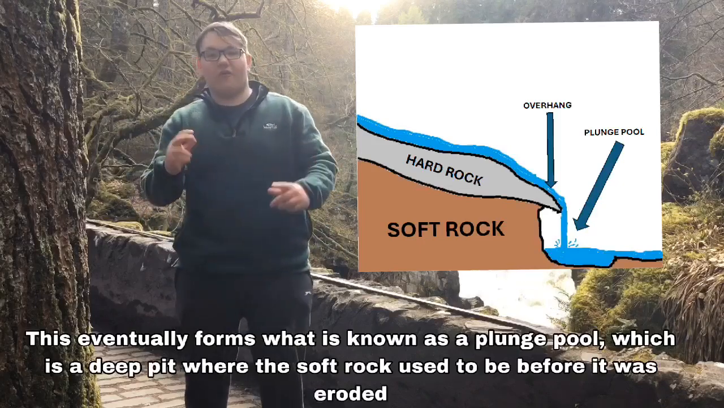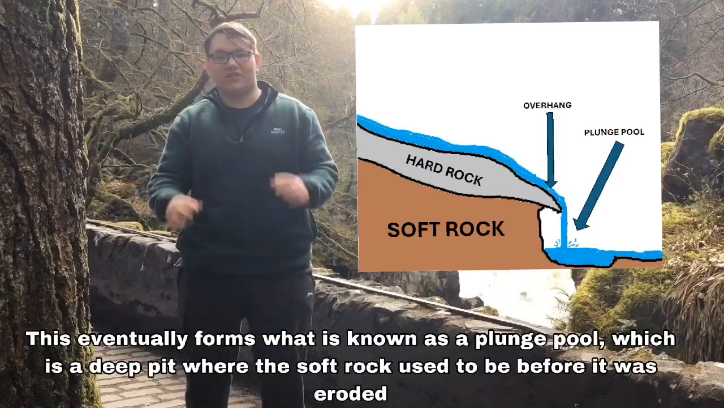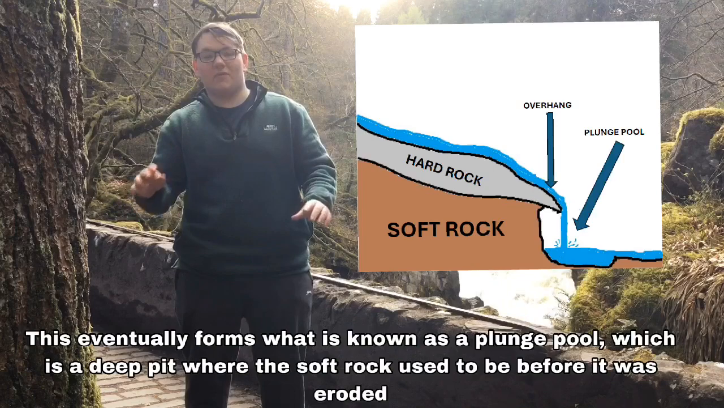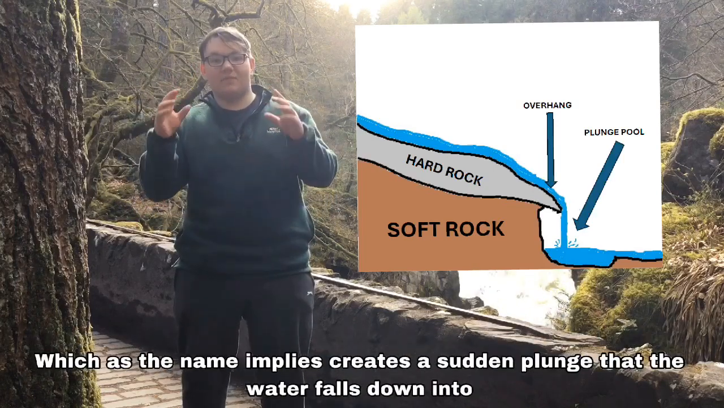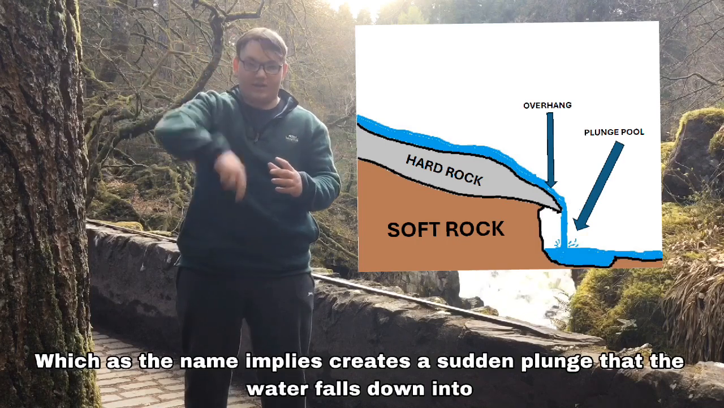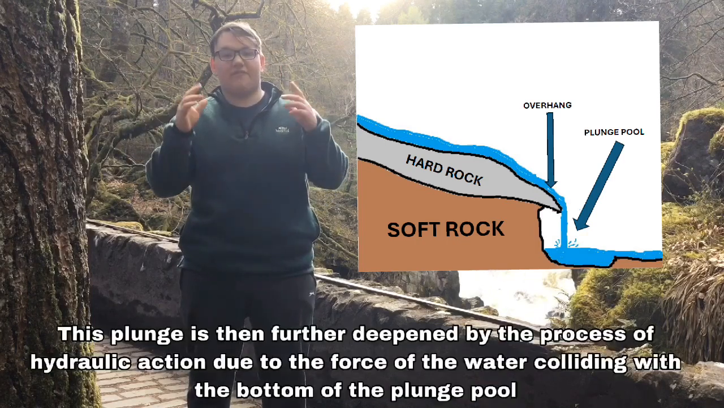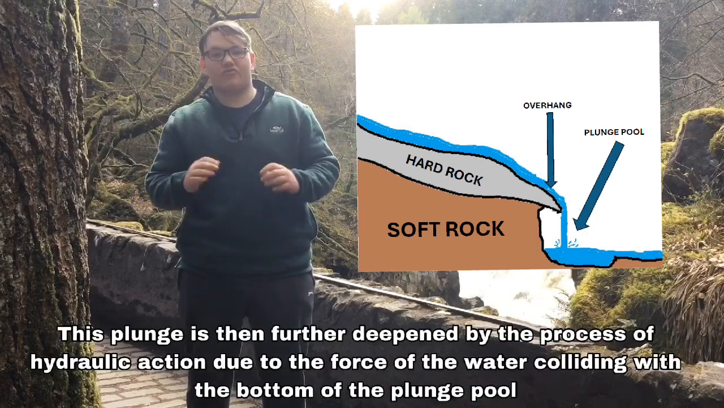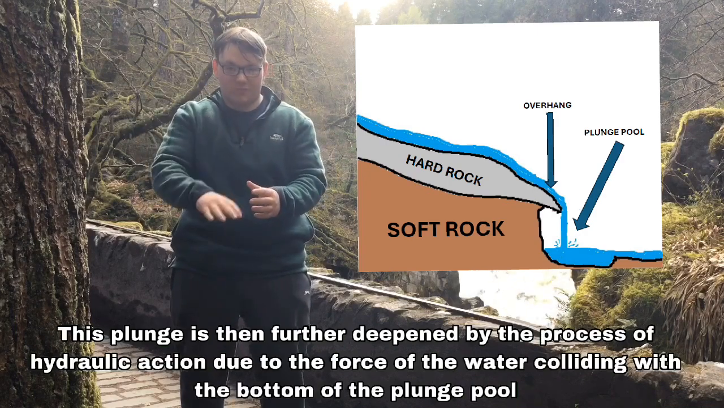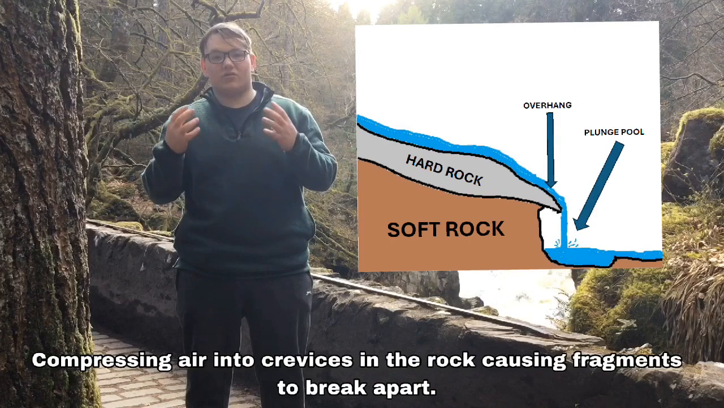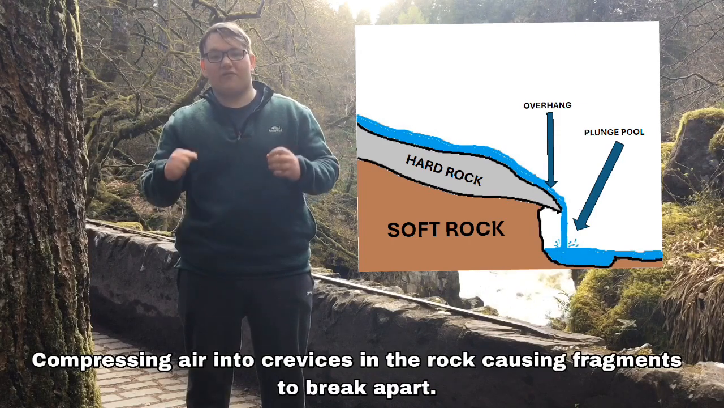This eventually forms what is known as a plunge pool, which is a deep pit where the soft rock used to be before it was eroded, which, as the name implies, creates a sudden plunge that the water falls down into. This plunge is then further deepened through the process of hydraulic action due to the force of the water colliding with the bottom of the plunge pool, compressing air into the crevices in the rock, causing fragments to break apart.